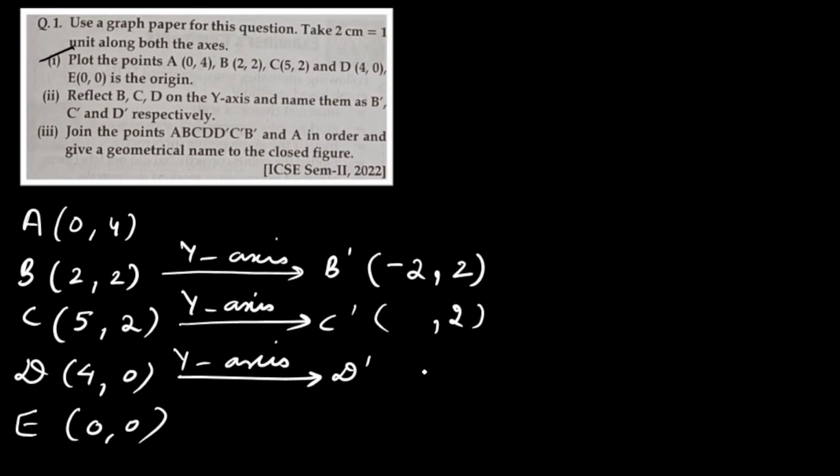If we are doing reflection on the y-axis, the y value will remain the same and the x sign we have to change. So for B dash, the 2 will change to -2, and y's coordinate, 2, remains the same. It will remain the same for C dash and D dash. They have mentioned here to mark these points as B dash, C dash and D dash. So y coordinate is remaining the same and x is going to be changed. So this 5 will change to -5 and 4 will change to -4.